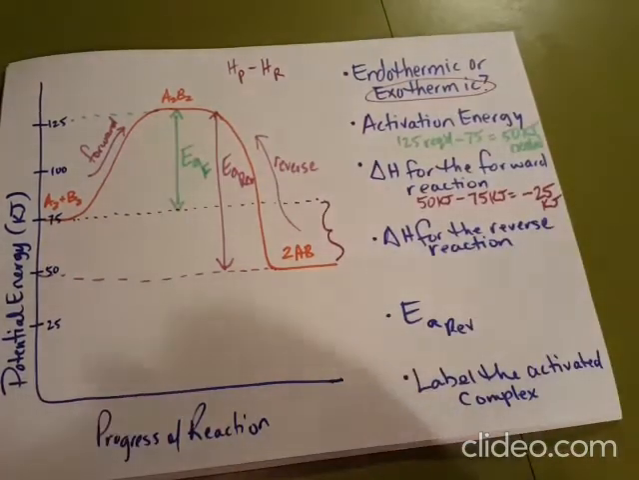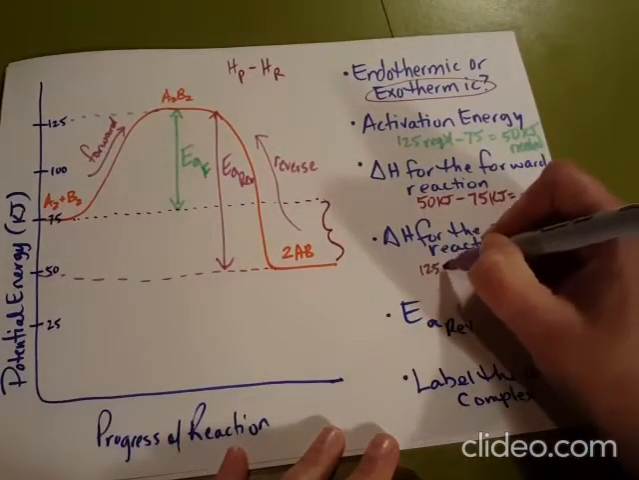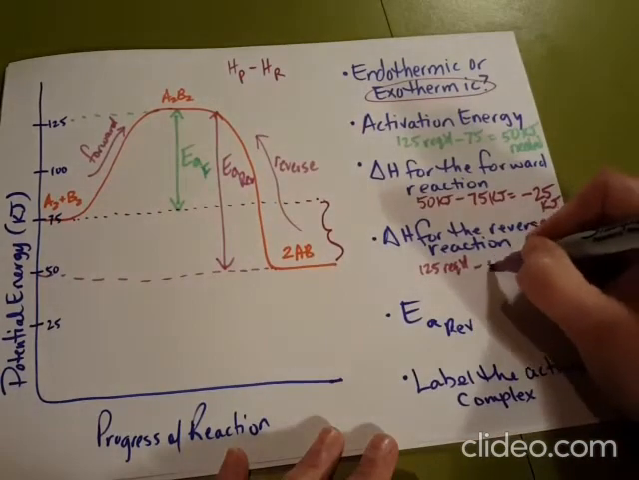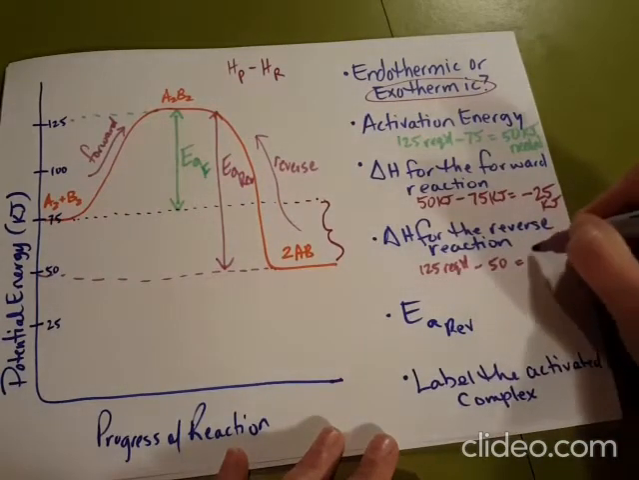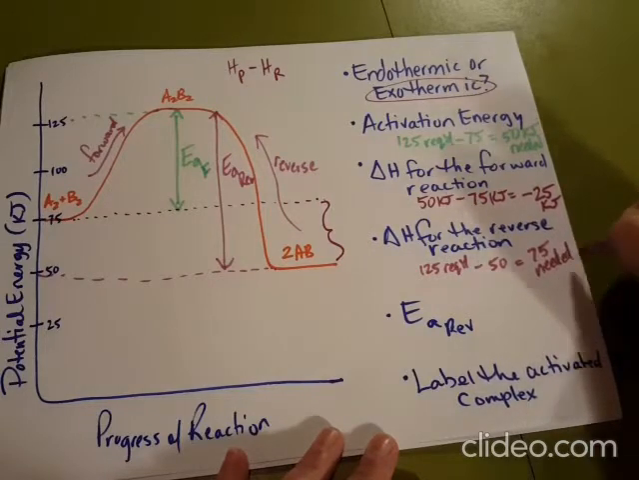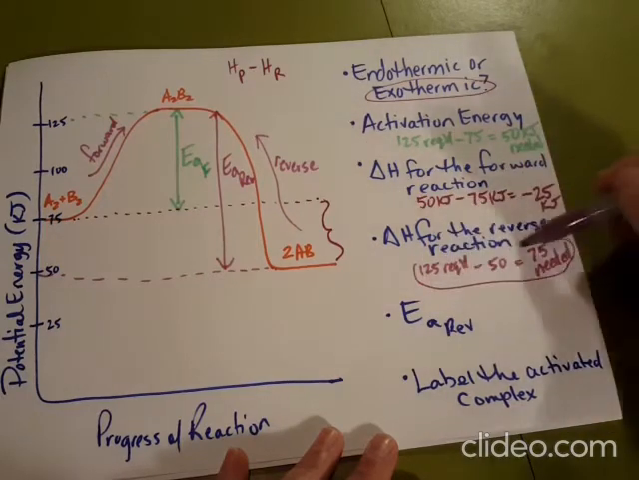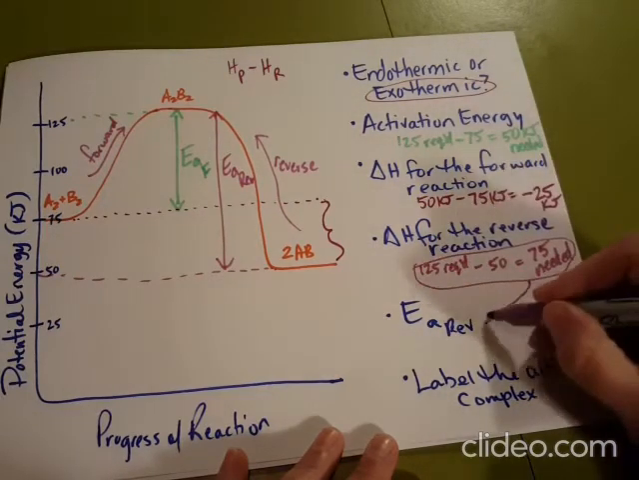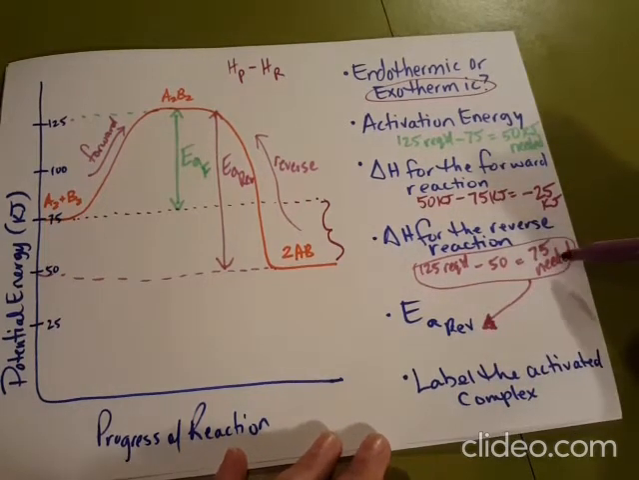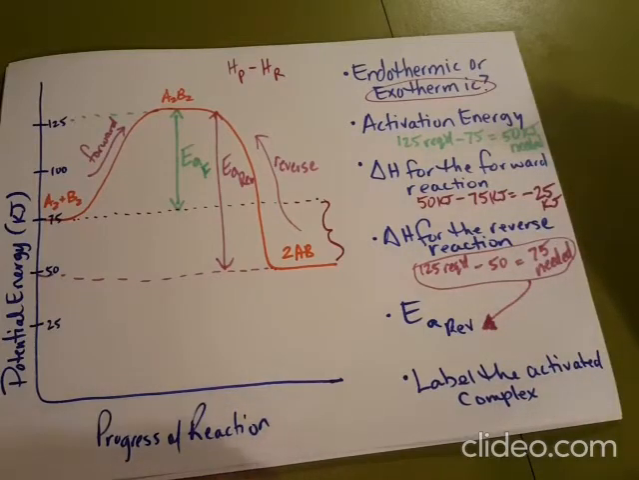It's actually going to take quite a bit, right? So it's 125 that's required, but we're only starting at 50, so we're going to need 75. And I wrote that in the wrong spot. So in terms of activation energy, 75 kilojoules are needed for the reverse reaction.